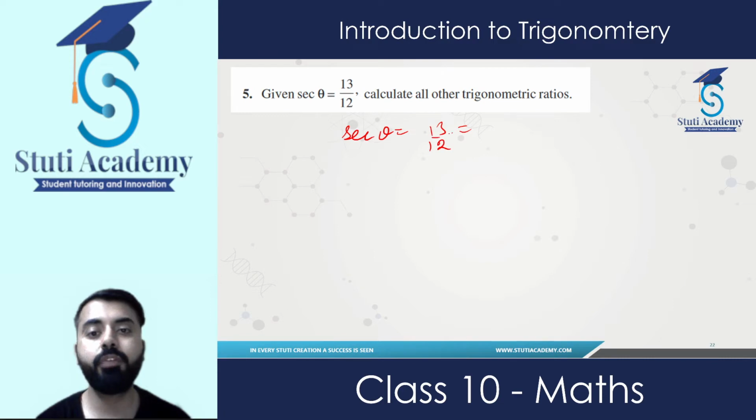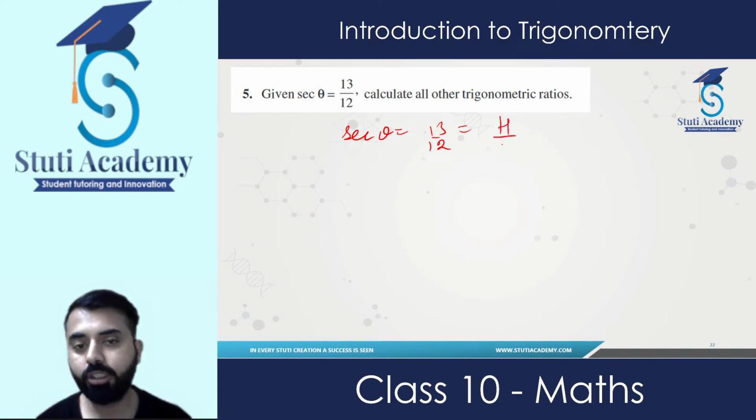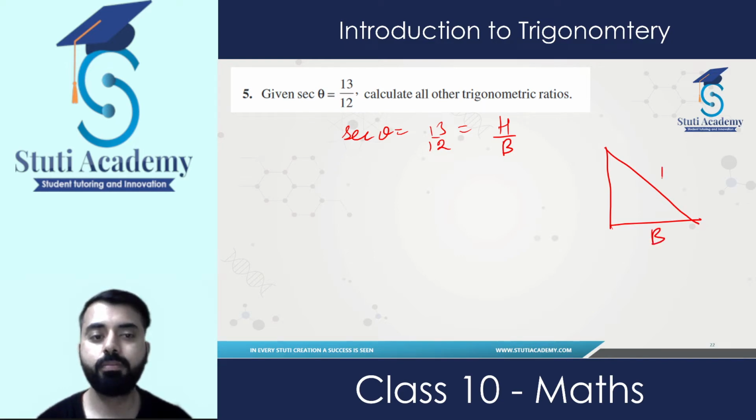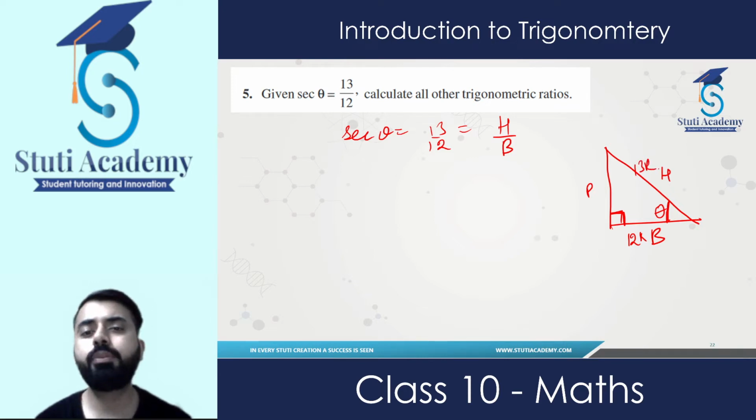You guys remember secant theta is hypotenuse upon base. So if this is my right angle triangle, this will be the base and this will be the hypotenuse. This is my theta angle, and let's say this is the angle which is 90 degrees. I have to find out the perpendicular. I know this is 12k and this is 13k, or you can take 12 and 13 exactly.